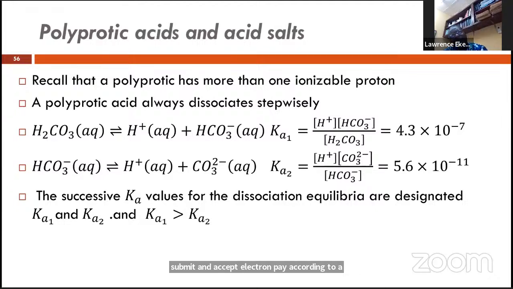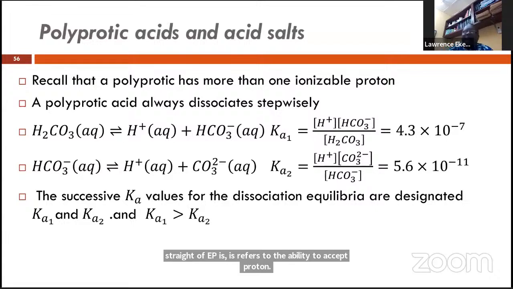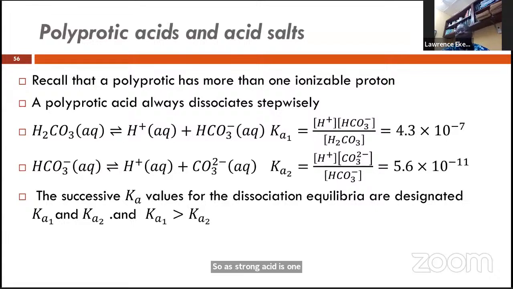So we also talked about the strength of acids and bases, and we said that the strength of an acid is majorly determined by the level of dissociation, the ability of the acid to dissociate completely or partially in water. The strength of an acid refers to the tendency to lose a proton when it comes in contact with water, while the strength of a base refers to the ability to accept a proton. So a strong acid completely dissociates in water, while a weak acid partially dissociates.